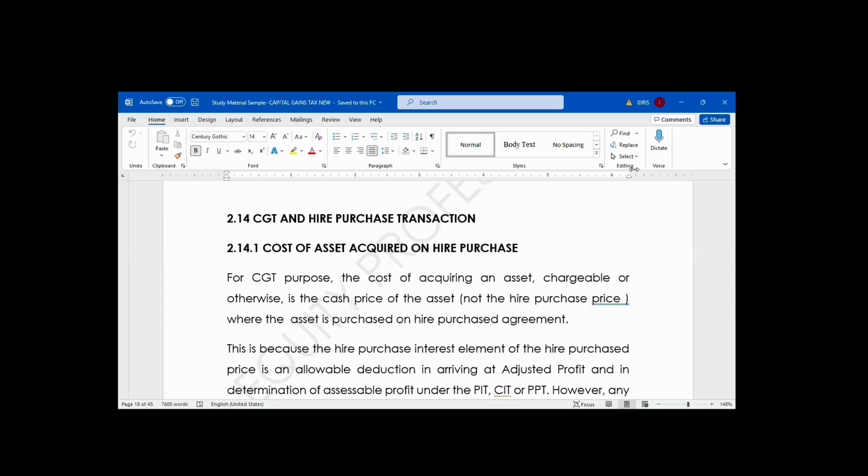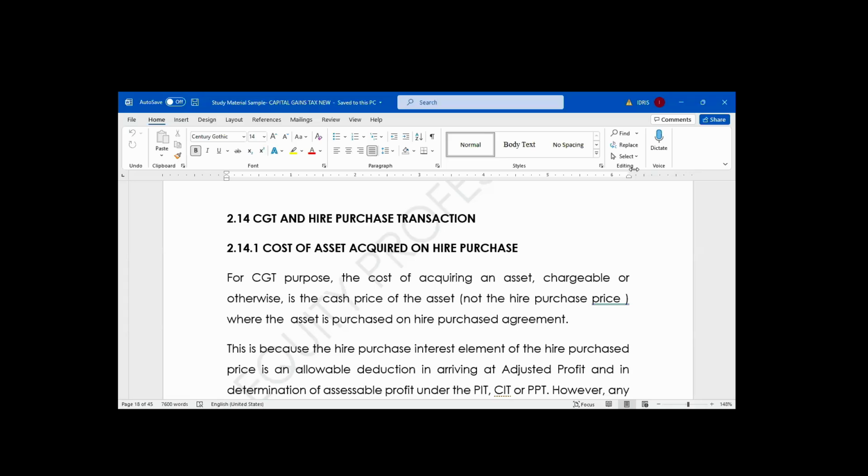So when you acquire an asset on hire purchase and you later dispose it, the challenge in such a transaction is, what cost are we going to recognize as cost of acquisition? Is it the hire purchase price or the cash price? So that is the bone of contention.